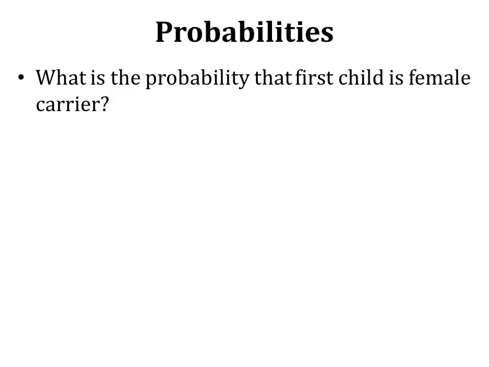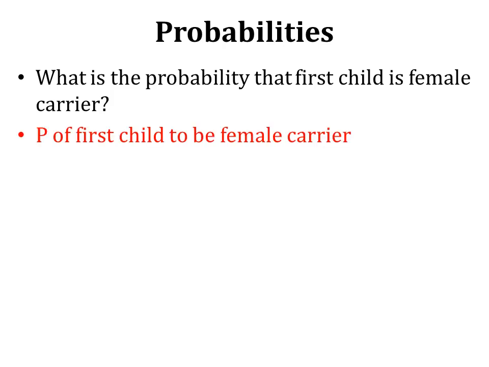So the other question is, what is the probability that first child is female carrier? Now what is this? Is this a simple probability or a compound probability? Because here we are talking about only one event, that is first child. But still it is a compound probability because we are talking about two types of outcomes. One outcome is the gender of the child, and the other outcome is what? It is the genotype or the health status of that child. So what is the probability that first child is female carrier?